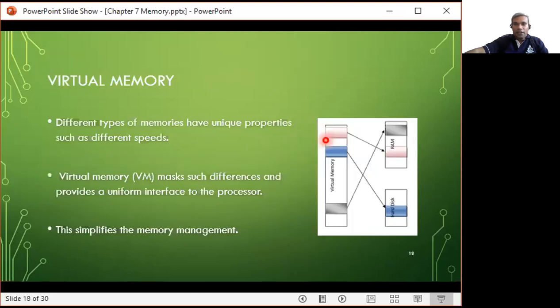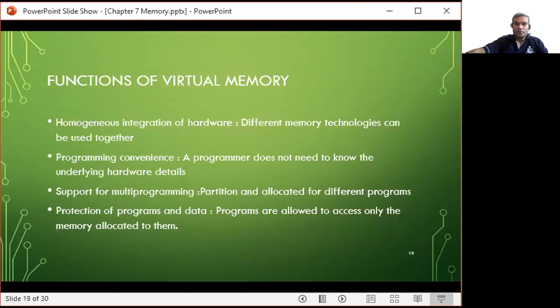So is it clear what the virtual memory is? When you're looking at the virtual memory, you're actually looking at different types of memories brought together to provide a consistent interface for the processor to access. So the processor doesn't have to worry about all these differences. It just needs to worry about this particular virtual memory. Is it clear?